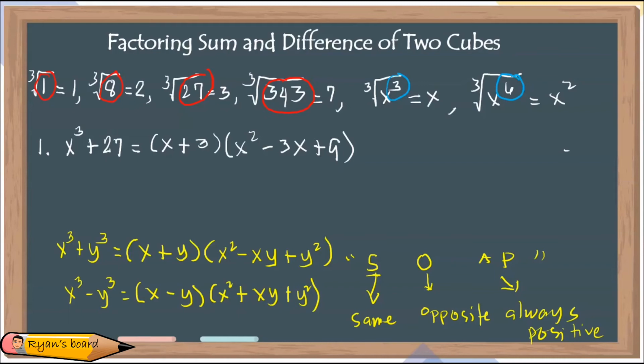This is now yung factors. Ito na ngayon yung factors ng ating sum of two cubes. Okay? Now, pwede nyo i-check yan using distributive property and makukuha nyo dyan itong ating given, x cubed plus 27. So, bahala na kayong mag-check, no? Using distributive property. Okay? Now, let's try another one.